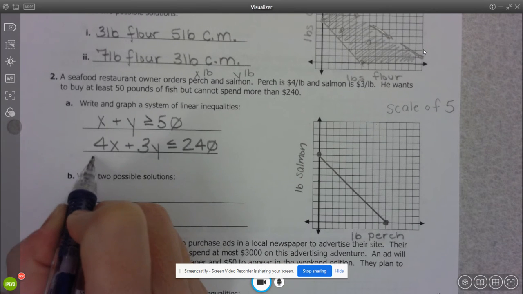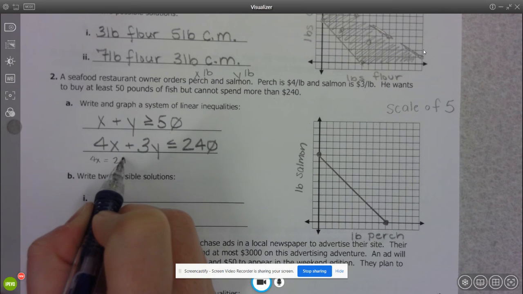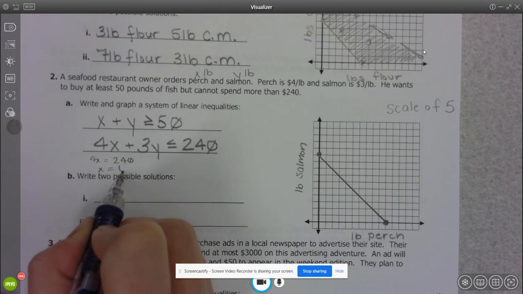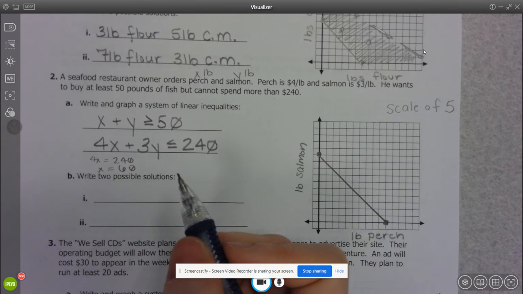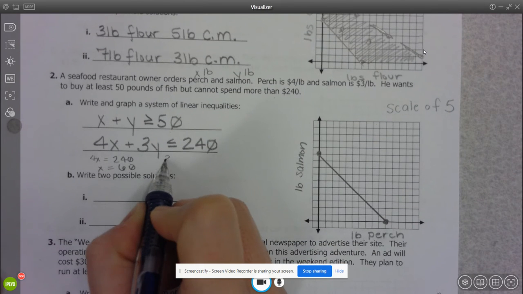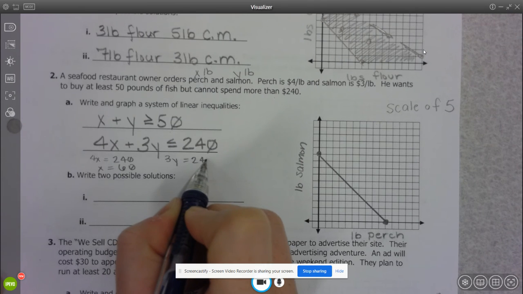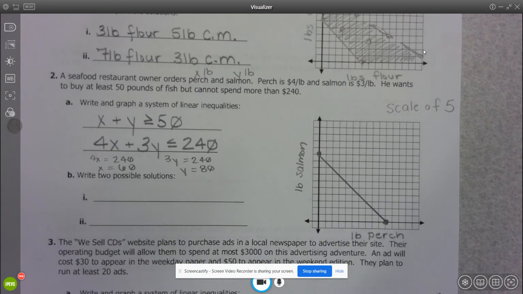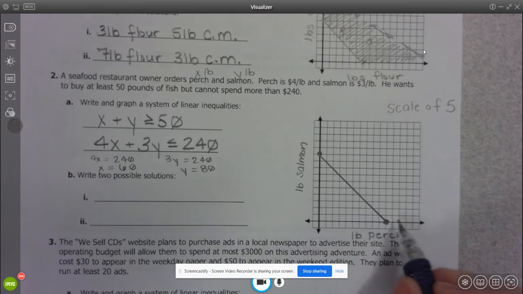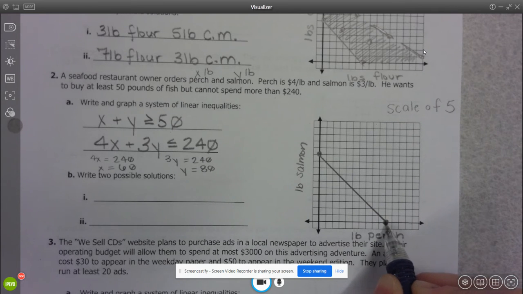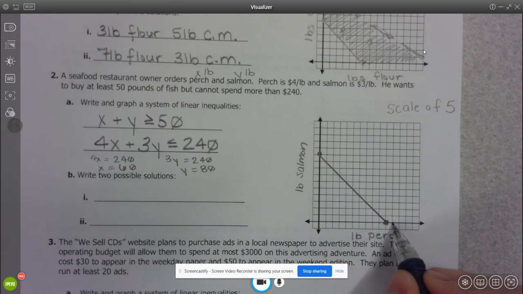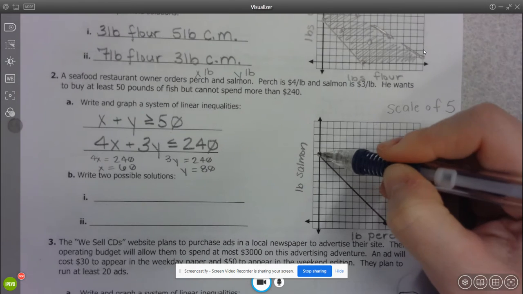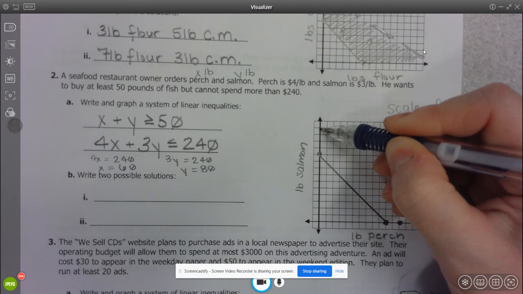So if I had 4x being equal to 240, my x value would be 60. And then if I had 3y being equal to 240, my y value would be 80. So I can graph both of those x and y intercepts without any issue. So I know this was 50. I'm counting by fives, so this would be 55, 60 for perch. Again, this was 50, 55, 60, 65, 70, 75.